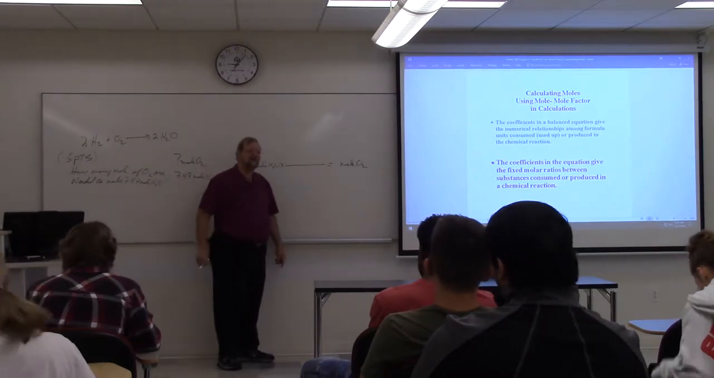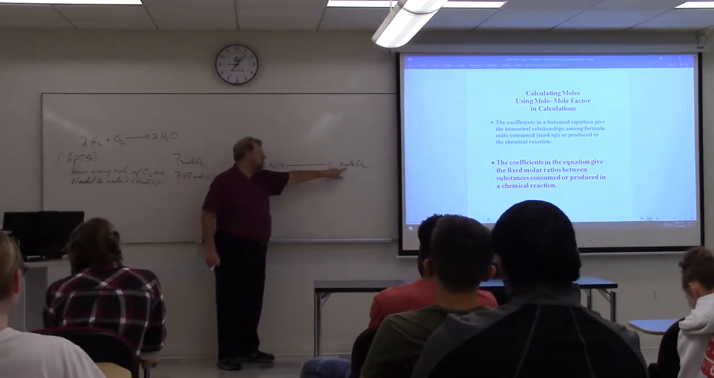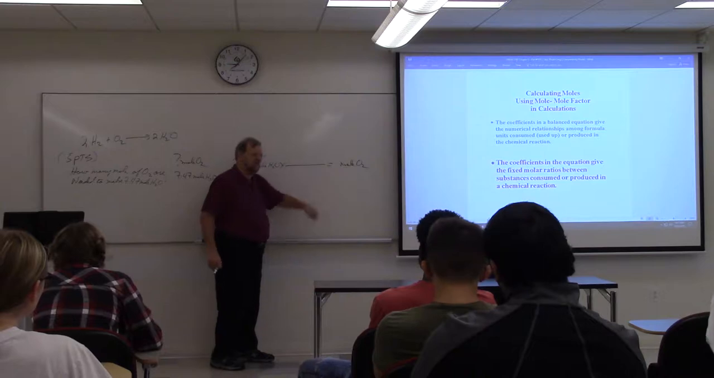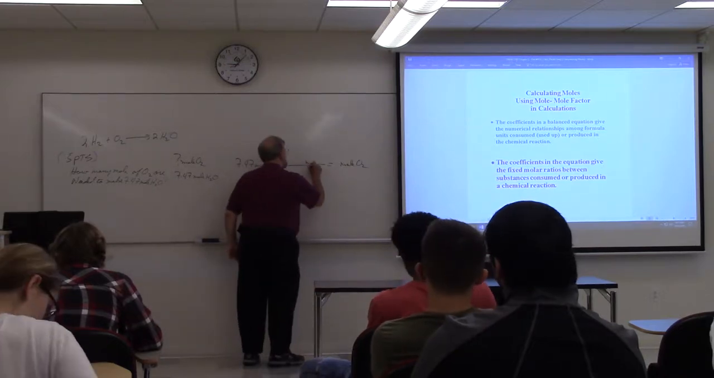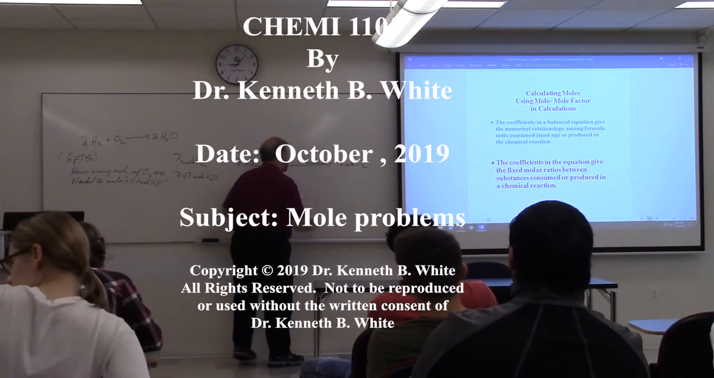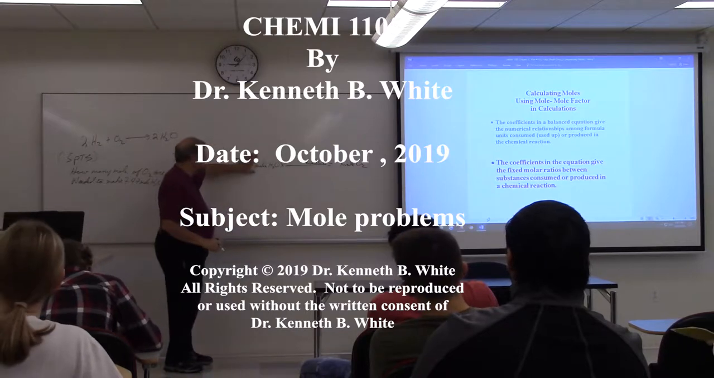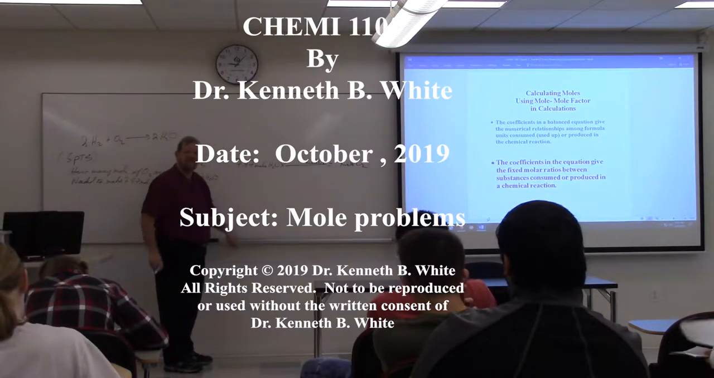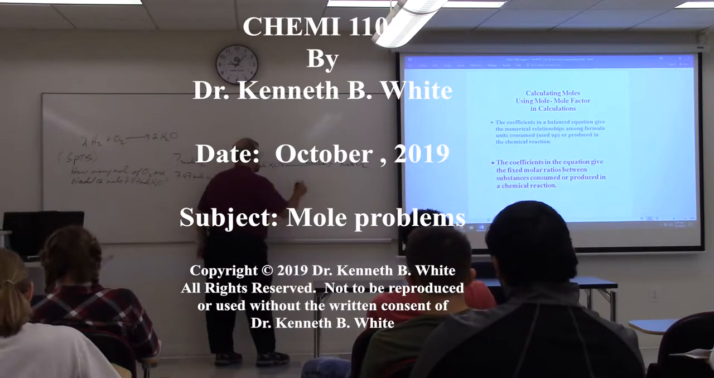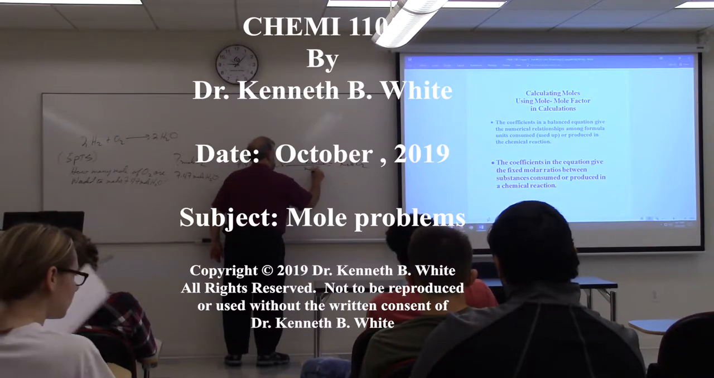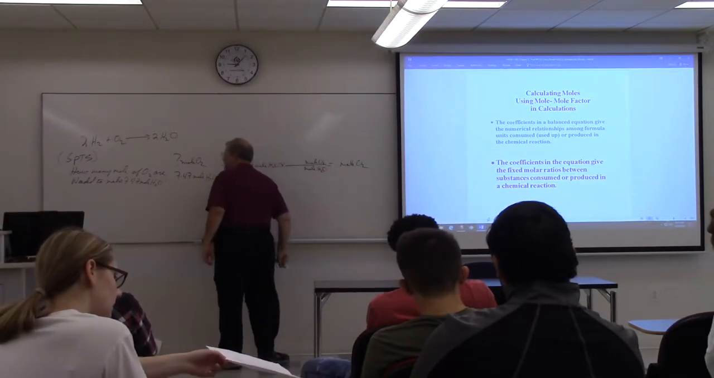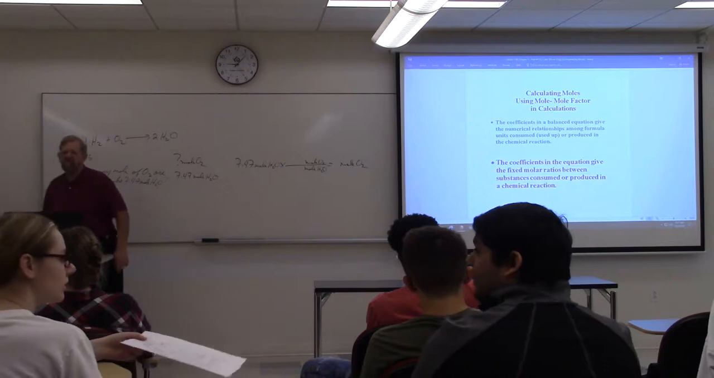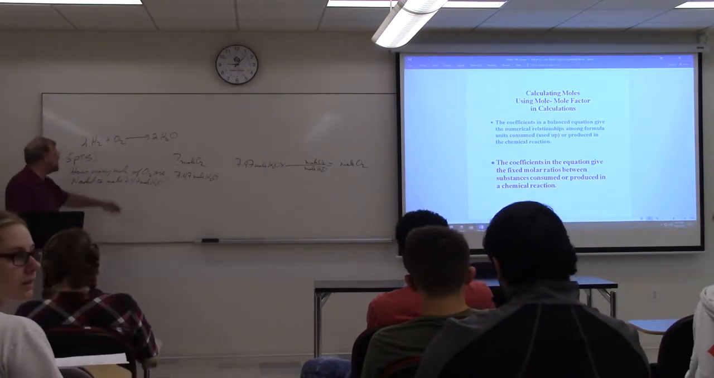Use your good buddy, your good friend, unit analysis. Whatever units you're trying to get to goes on top of this ratio. Whatever units I'm trying to get rid of, I don't want water, moles of water, goes underneath. And where do you get those numbers? From the balanced chemical equation.